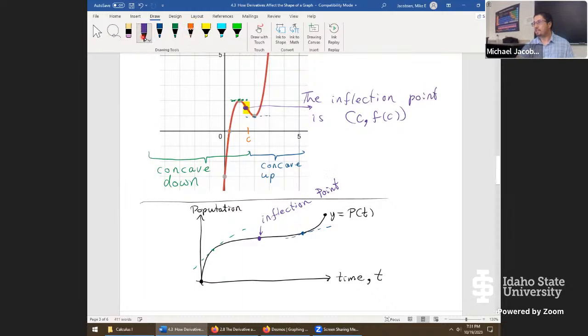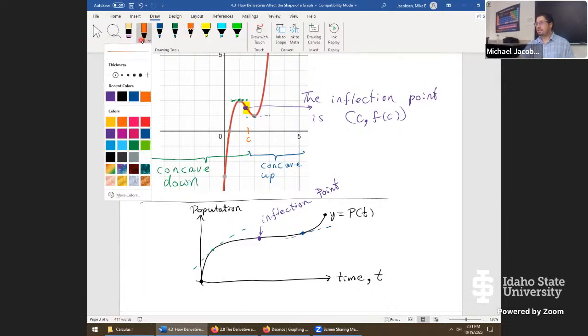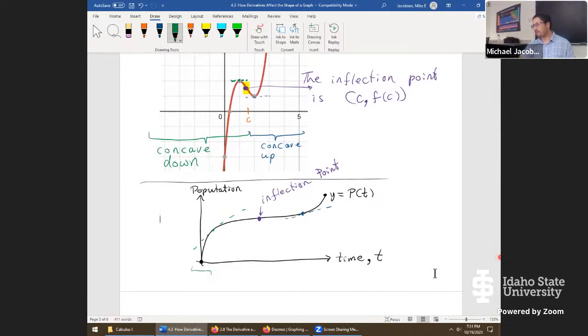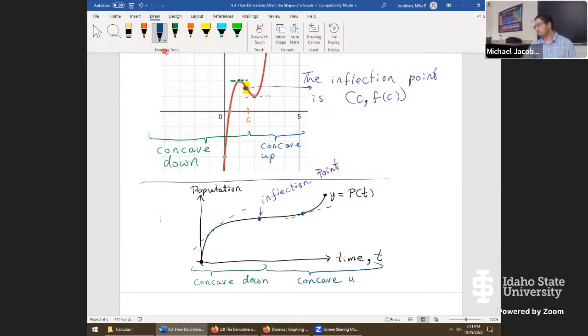And now that we have all that on, here's what I want to add to this graph. Oh, I guess we still have to talk about concavity. So from here to here, we have concave down, and it looks like from here to here, concave up. So now back to the curve.